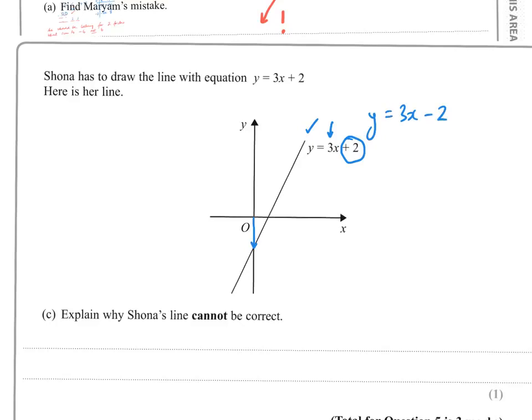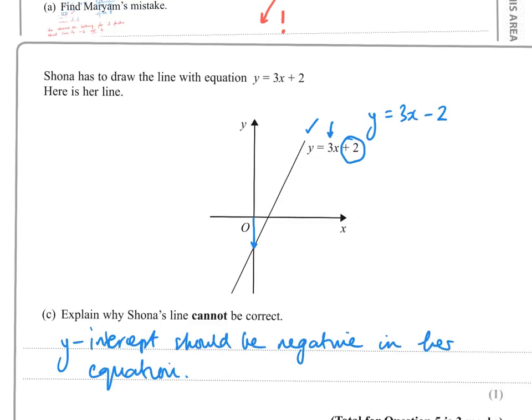Okay, so what should we put for our explanation here? And what I've put is the y-intercept should be negative in her actual equation here.